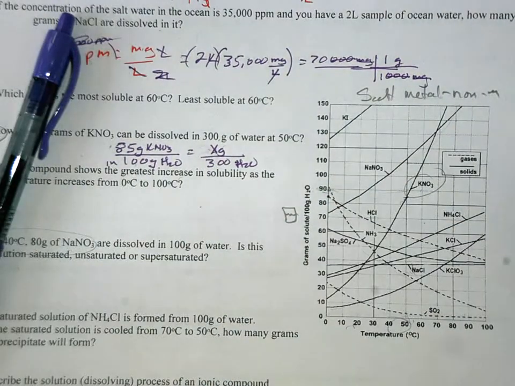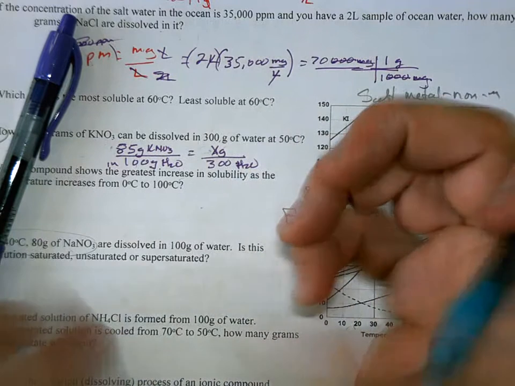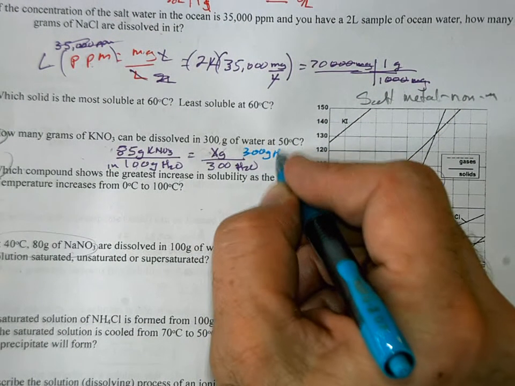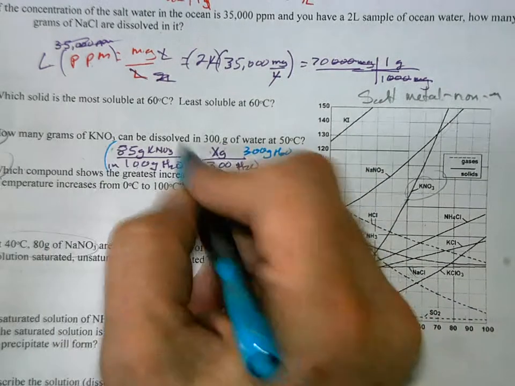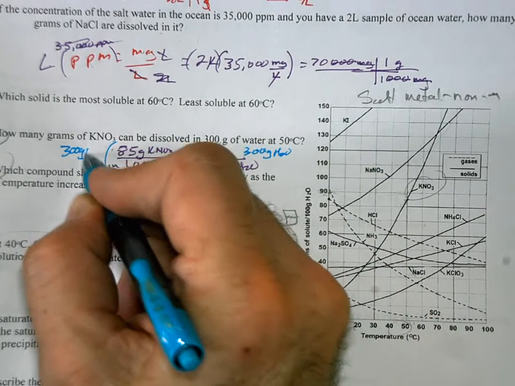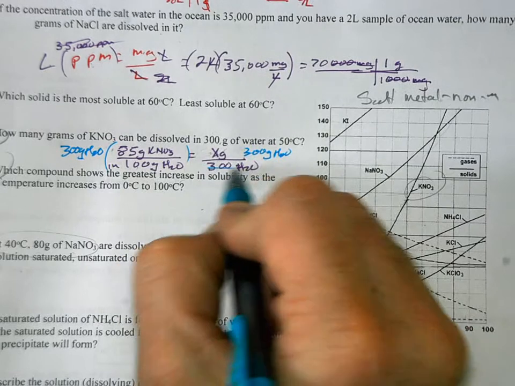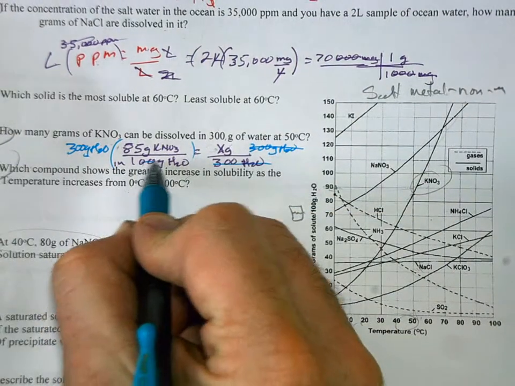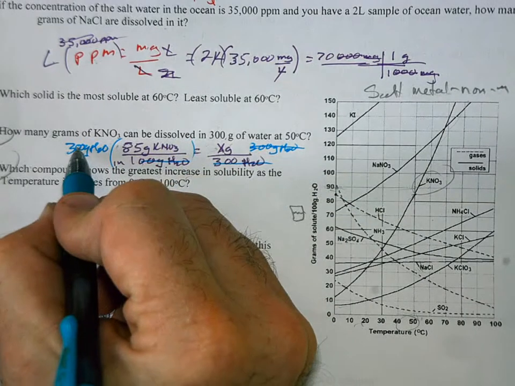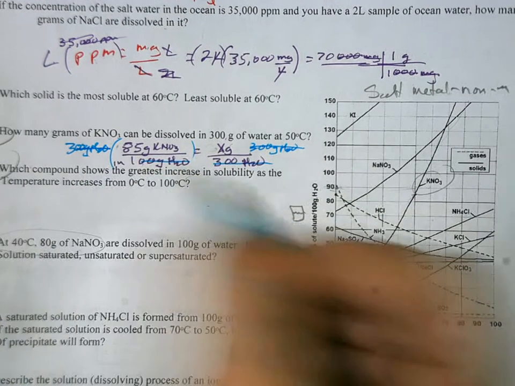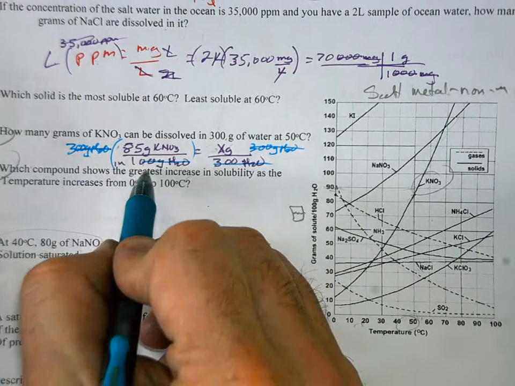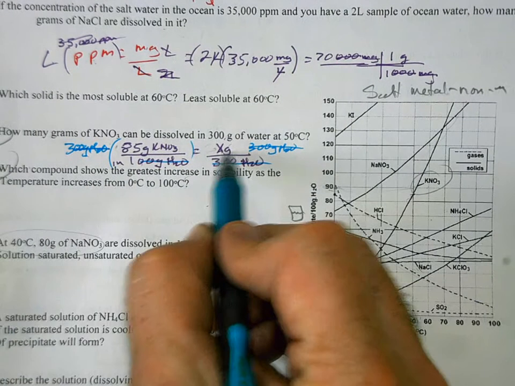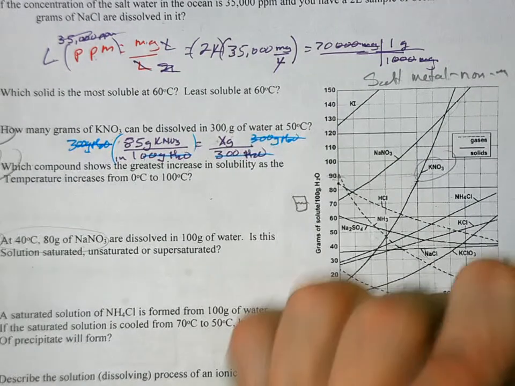Let me get another color here. Let's multiply both sides by 300 grams H2O. So now the 300 grams H2O cancels out over here. Over here, 100 grams H2O will cancel, at least the 2 zeros on the grams H2O, and we get 300 divided by 100, or 3 divided by 1. So basically it's 3 times 85 equals X. You can do the math. I won't do that here.